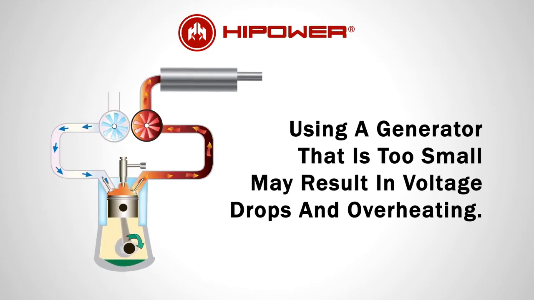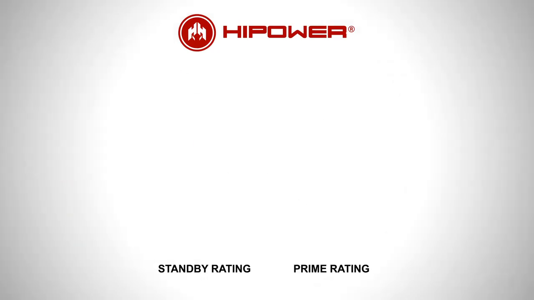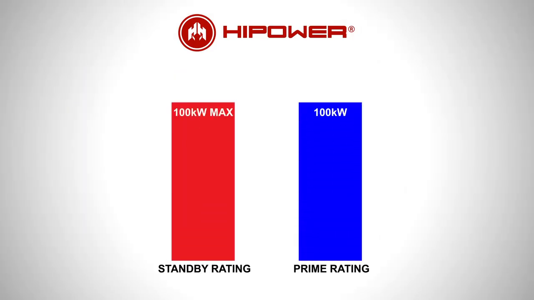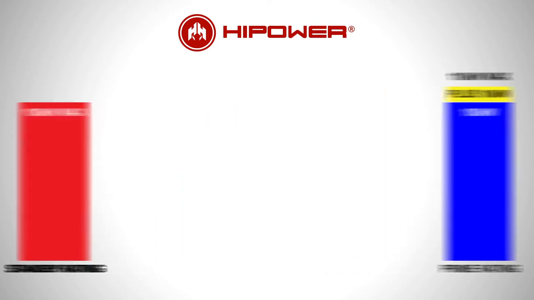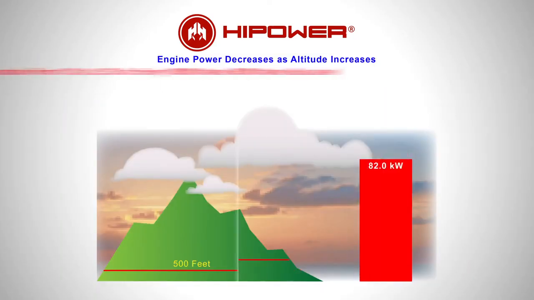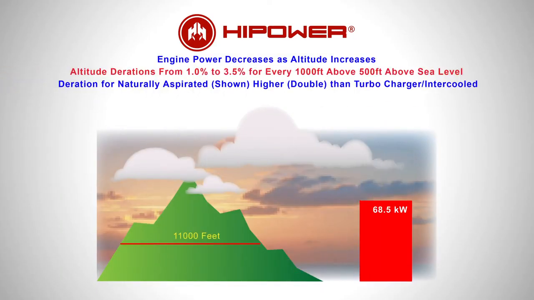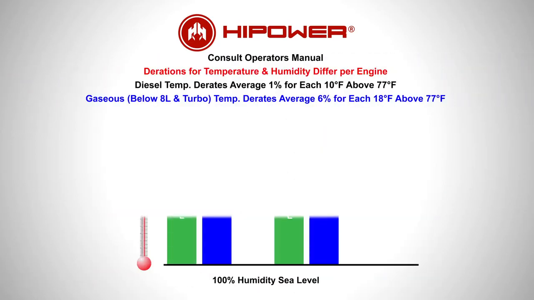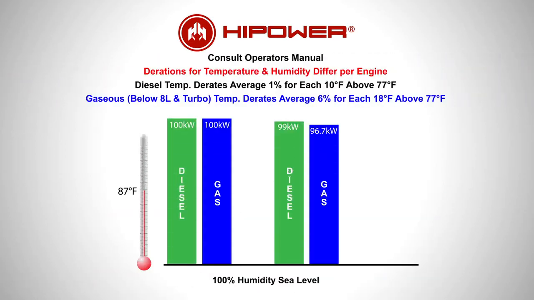There are several factors to consider when sizing your generator. Application rating, standby or prime. A standby rating is for temporary power, allowing no overload, while a prime power rating allows for 10% overload for 1 hour in 12 hours running. Ambient conditions such as altitude, where there is less air for combustion, can reduce power, as can higher air temperatures and greater humidity. The manufacturer's duration charts should be consulted.